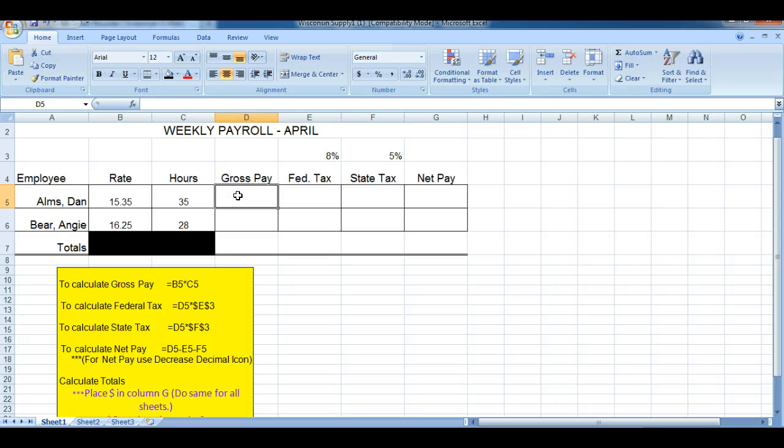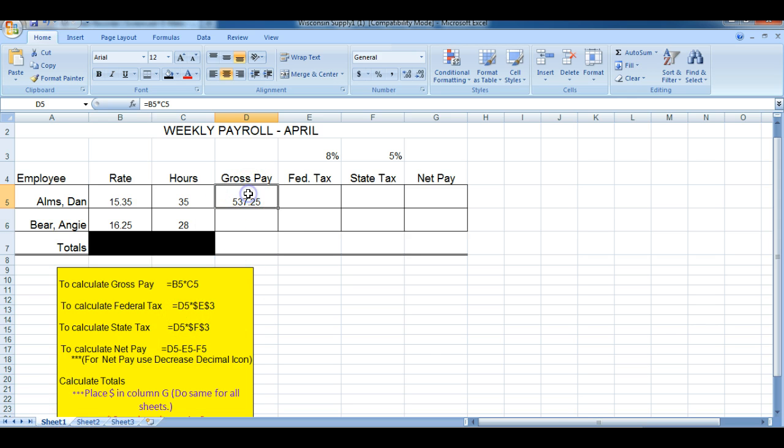So therefore, to find what the gross pay is, we're going to use the equal sign. We're going to click on B5. Use the multiplication key, which is the star key to multiply. Click on C5. So currently we have B5 times C5. Enter. You should have 537.25. Again, if you don't come up with this number, double check to make sure you are on sheet 1.